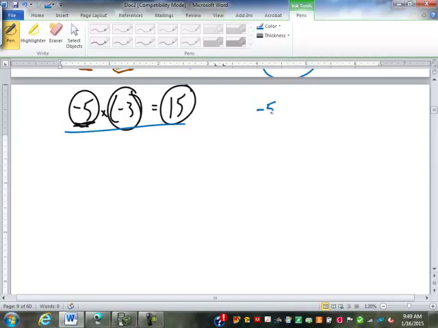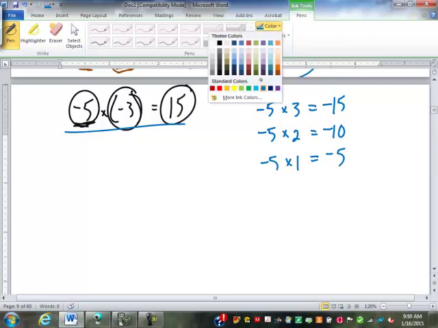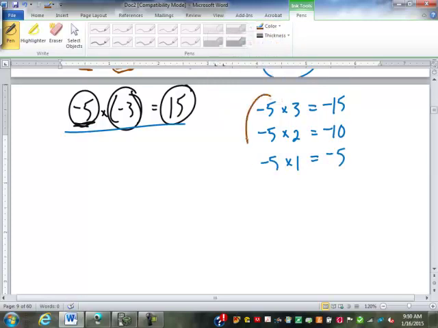For example, we said negative 5 times 3 is negative 15. What's negative 5 times 2 have to be? Negative 10. Negative 5 times 1? Negative 5. So if you look for a pattern, when we start with negative 5, if we take what we're multiplying by and we reduce it by 1, when we go from 3 down to 2, we reduce by 1, the answer goes up by 5, from negative 15 up to negative 10, from negative 10 up to negative 5.